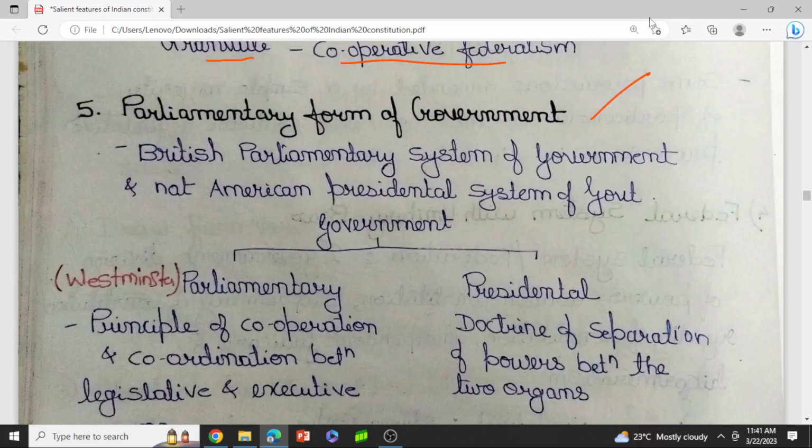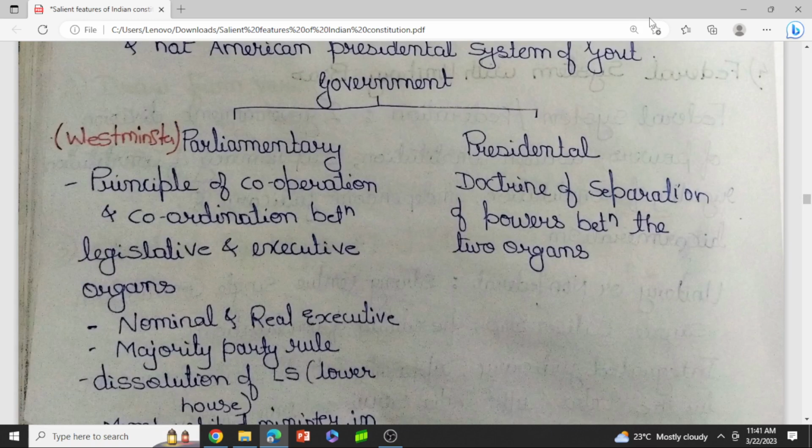Then we have the parliamentary form of government. There can be two types of government, parliamentary and presidential. We follow the British parliamentary system and not the American. In the parliamentary form, the executives are responsible to the legislature. They are not independent. However, in the presidential form, they are independent and not responsible to the legislature. It is also called the Westminster model, a principle of cooperation and coordination between the legislative and executive organs. So everything works integratively here.